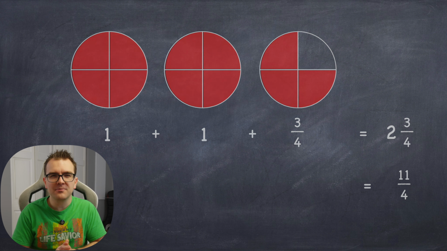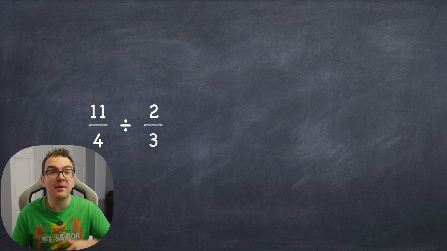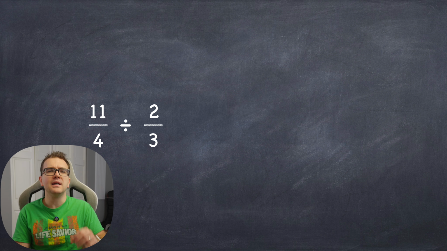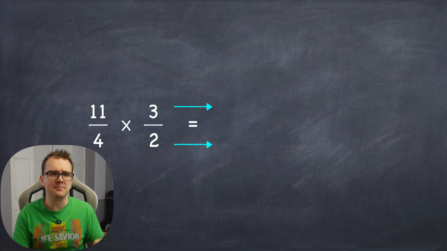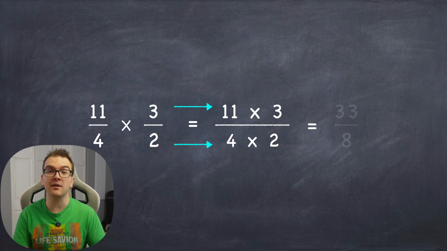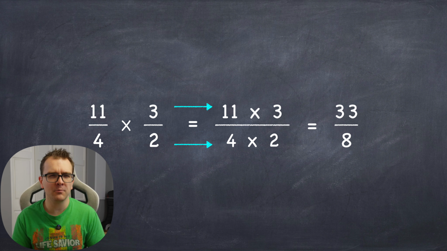Great! So remember, we can't divide fractions, but we can instead multiply by the reciprocal. So instead of 11/4 divided by 2/3, it's 11/4 times 3/2. Now let's multiply the numerators together, then the denominators, and our answer is 33/8. But we should change this back into a mixed number now.